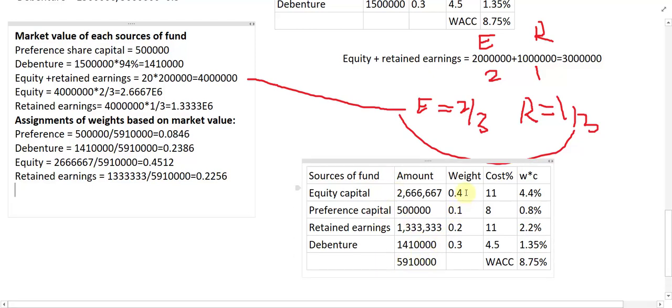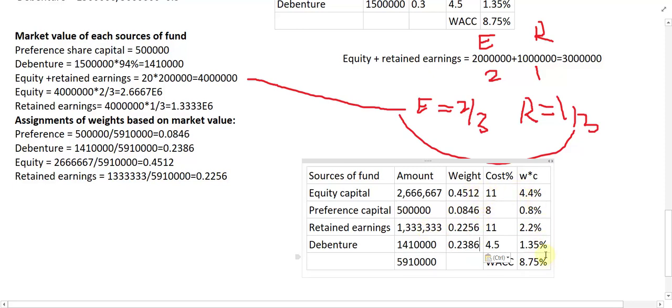Source of funds are given, weights are also clear. We have to find out the weights. Put the weights here. Let me remove this part. Now put the weights for the source of funds. First one, for equity. For equity, it is equal to this much. The next one is for preference. For preference, it is equal to this much. Next one is for retained earning. For retained earning, it is this weight. These are the weights that we have calculated based on the market value. And last one is for the debenture. The debenture is basically here. So we have to find for the debenture as well. So these are different weights for different sources of fund based on the market value.